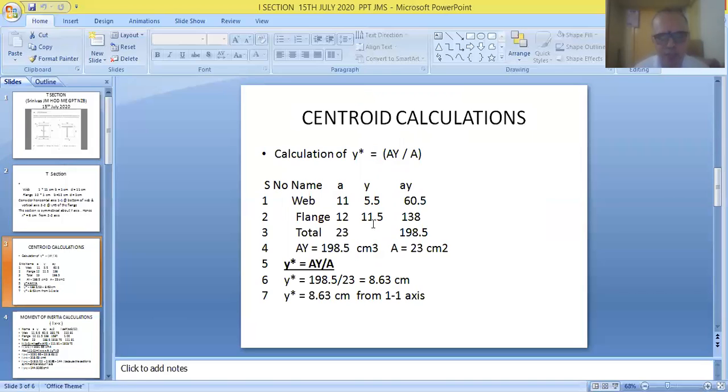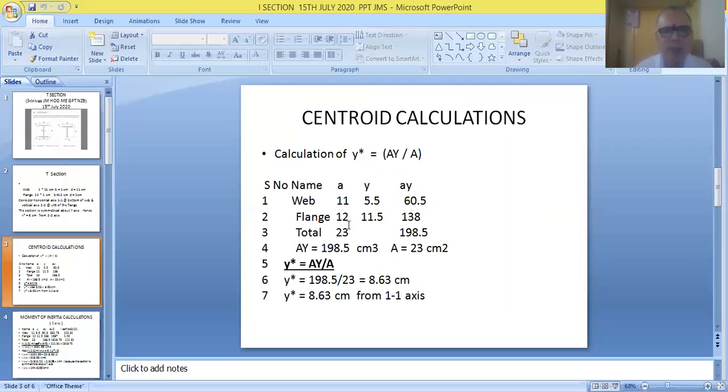So friends, this way please find out the areas of different components, please indicate Y values for different components, and based on these values, please find out AY values for each and every component. For the first component, it is taken as 11 into 5.5, which comes to 60.5.